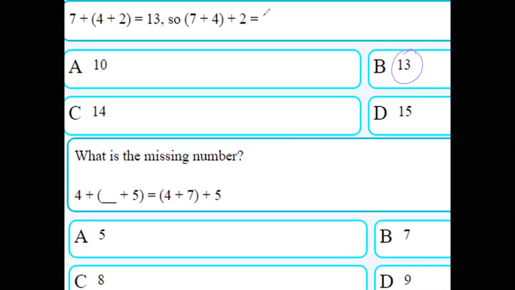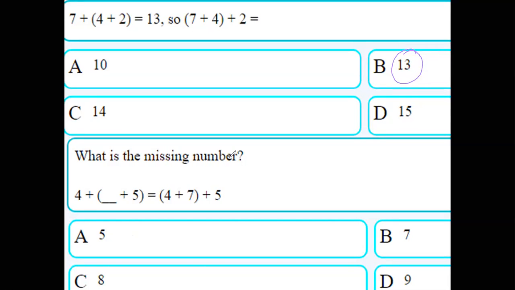Sir, I think it's associative, sir. Excellent. We are not supposed to say just associative. We need to say associative property for addition. In associative property, we have two things, right? One is for addition, one is for multiplication. This is not for multiplication, so we have to say associative property for addition. That's nice. What about the next one?